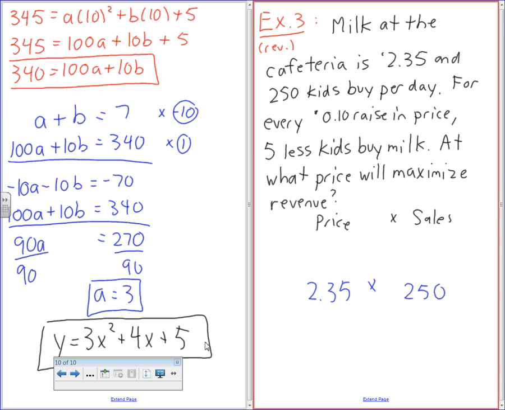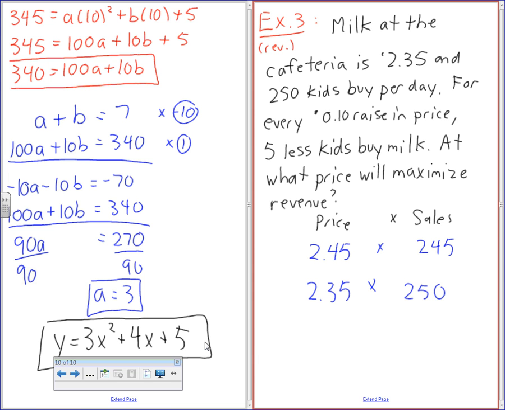Okay, so let's do the first step here. If I'm going to raise the price of milk by 10 cents, what's my new price going to be? $2.45. I heard somebody say, I hope. Now here's the key part. If I go up to $2.45, how many bottles of milk will I sell?